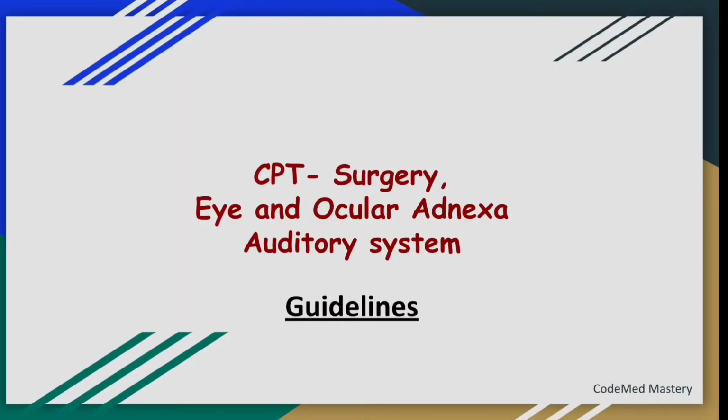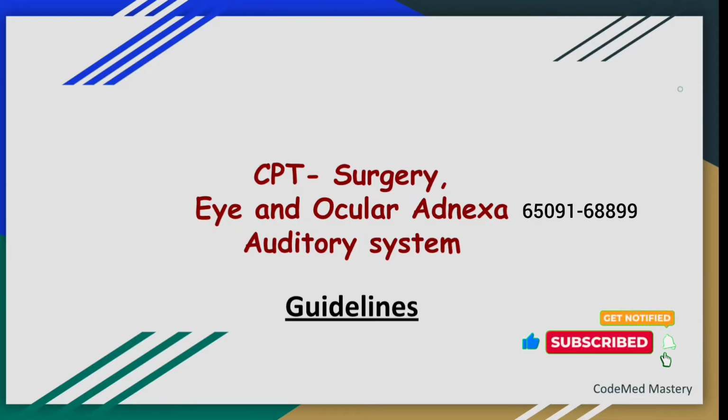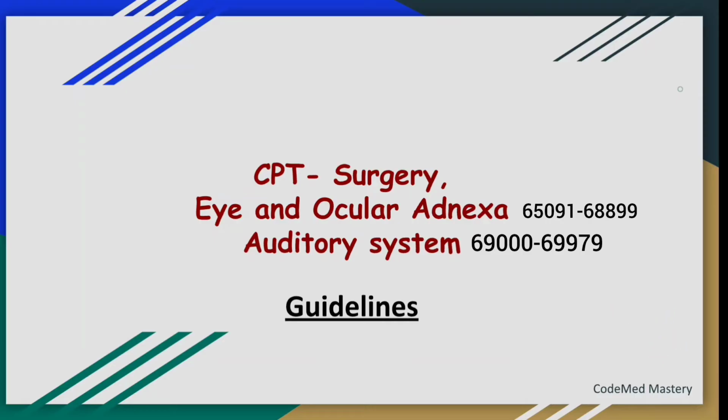Hi everyone, in this video, let us study the guidelines related to eye and ocular adnexa. The code range is 65091 to 68899, and we'll also study guidelines related to the auditory system. The code range is 69000 to 69979. So first, let us start with eye and ocular adnexa.